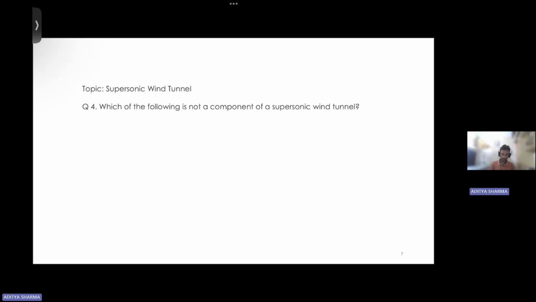So the next question is on supersonic wind tunnel. The question says, which of the following is not a component of a supersonic wind tunnel? And the options are as follows. We have a CD nozzle, then we have a diffuser, we have the storage tank, and the last option is none of the above.